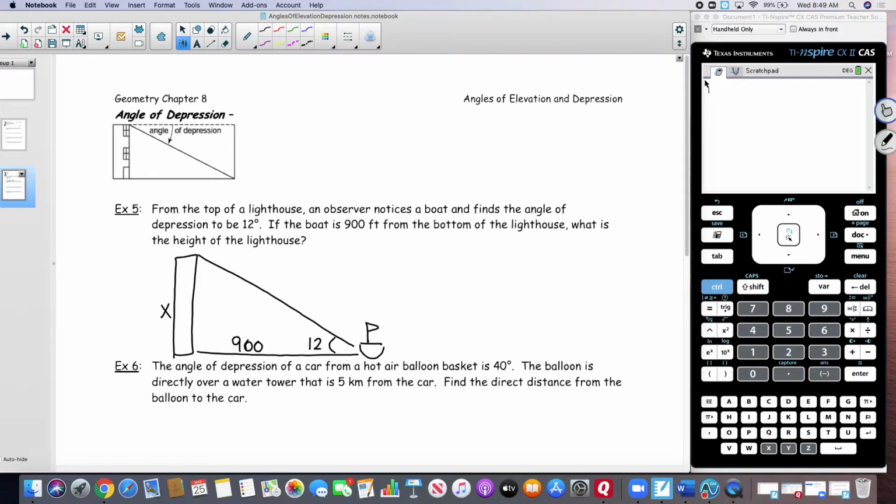So you're doing opposite over adjacent. So this is going to be tan 12 equals opposite over adjacent. Your number is in the denominator, so you are multiplying. So you're doing 900 times tan 12. And right now we're rounding everything to the hundredth. So you should get 191.30 feet.